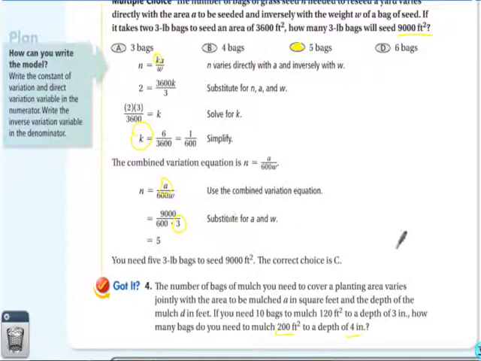All right, you're back. Hopefully for this one, you got 23 bags. Okay, 23 bags. If you didn't, try again using this one right here as your model. If you still don't get it, make sure you make a note of it and we'll go over it in class.